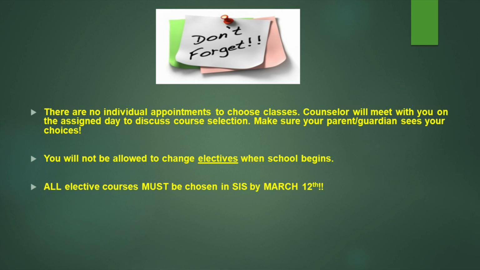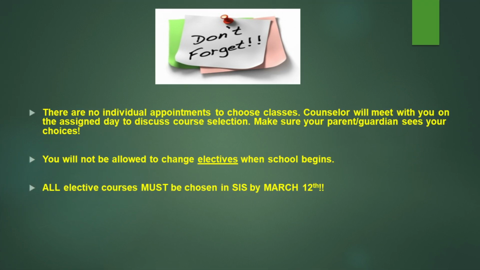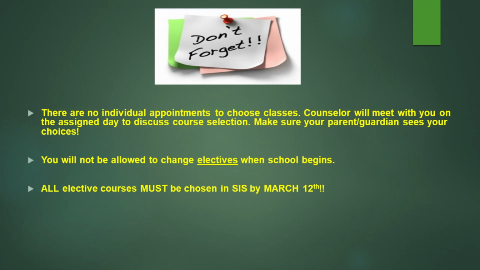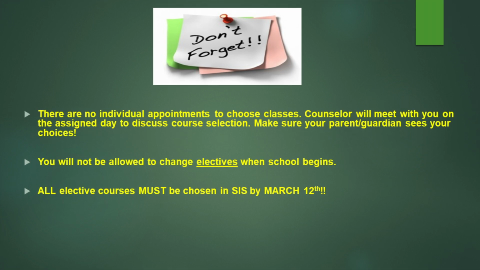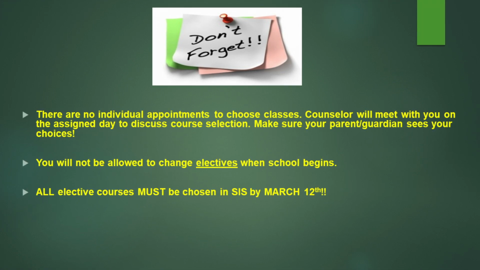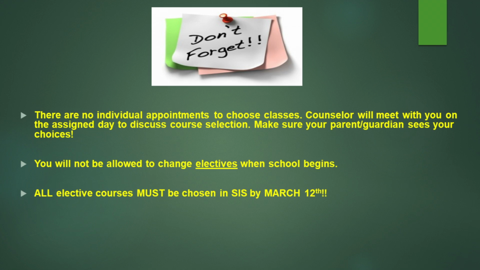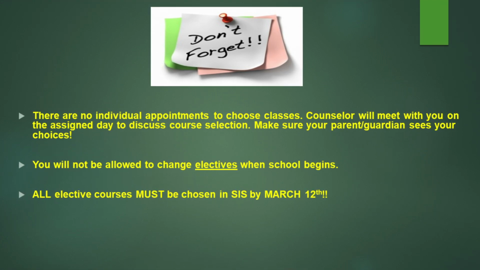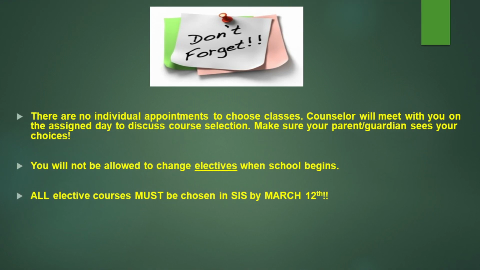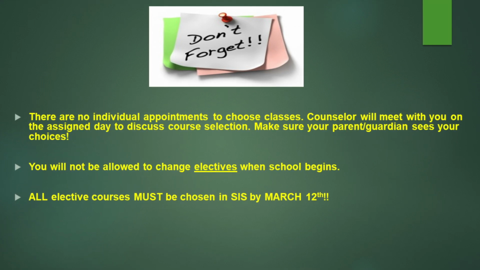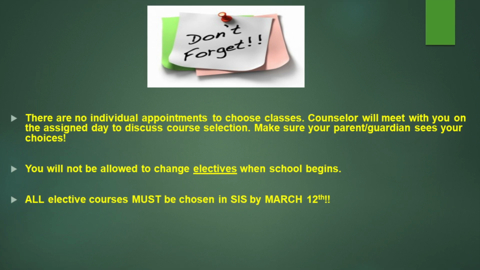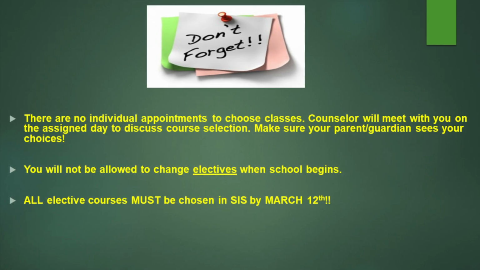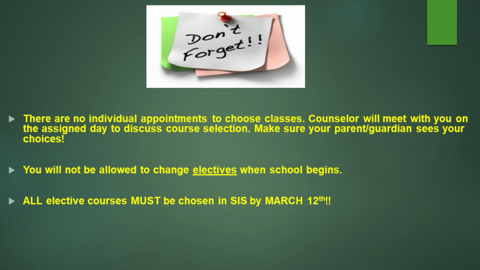Your school counselor will meet with you individually to review your course selection choices in SIS. There will be no individual appointments before that time. Choose your courses wisely. There will be no elective schedule changes once the school year begins. You will have until June 1st to make any schedule changes. Academy students, make sure you have the correct Academy courses on your SIS request screen. All elective courses must be chosen by March 12th.